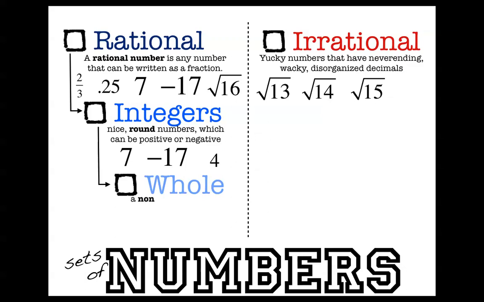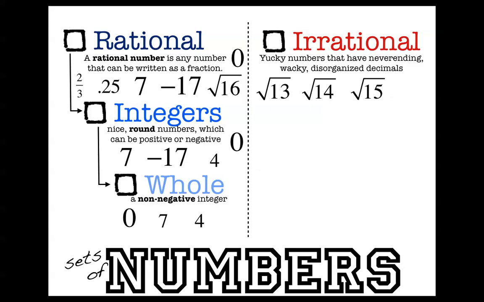So what's a whole number? A whole number is a non-negative integer. Okay, non-negative. So 7 is a whole number. And 4 is a whole number. But is negative 17 a whole number? No. By the way, 0 is considered a whole number in math, which means if it's a whole number, it is an integer, and if it's an integer, then it is a rational number.